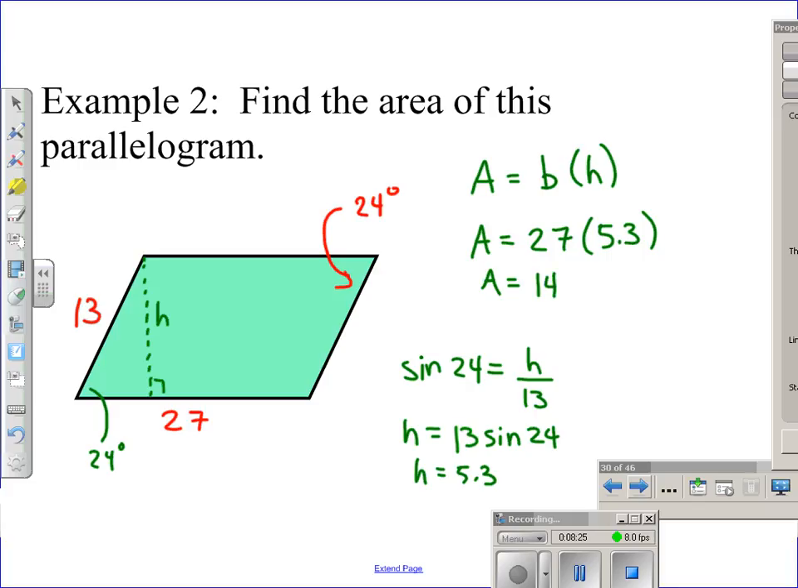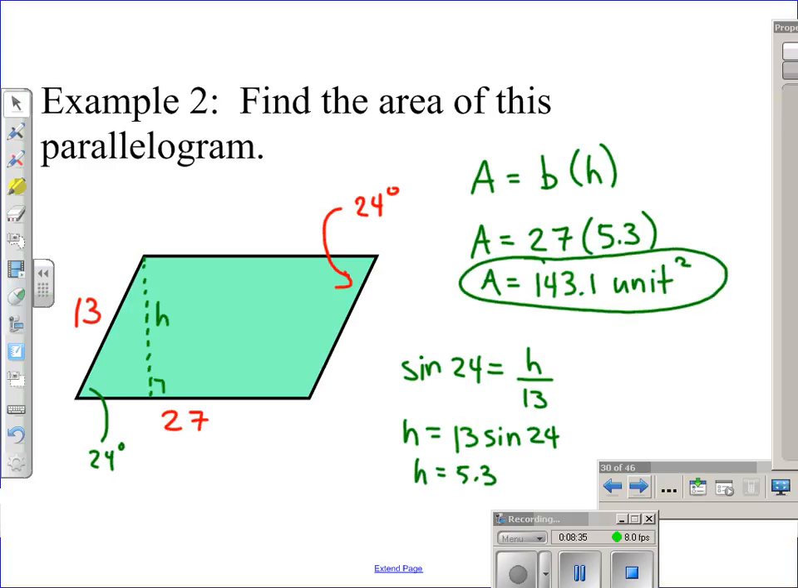So we fill that in with 5.3, and that gives us about 143.1 square units. And that's the area of our parallelogram.